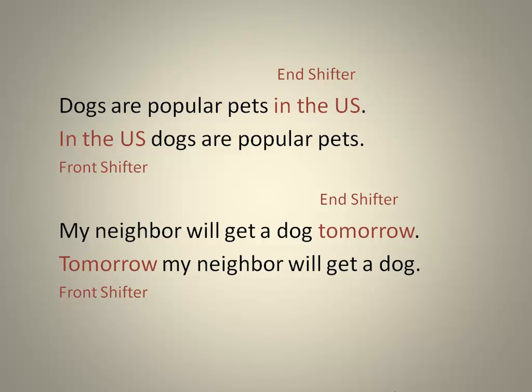Dogs are popular pets in the U.S. In the U.S., dogs are popular pets. I can see that in the U.S. is my shifter. It can be at the end, it can be at the front, but the sentence remains the same meaning. My neighbor will get a dog tomorrow. Tomorrow my neighbor will get a dog. Again, tomorrow is a shifter. At the end or at the front, the sentence remains the same.